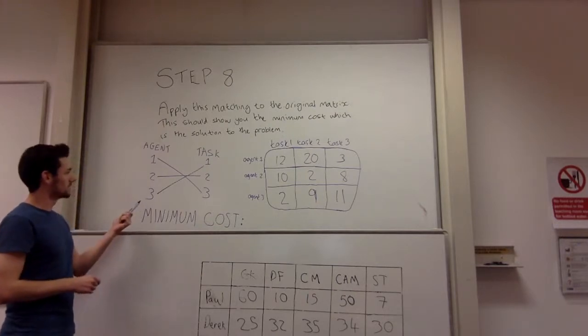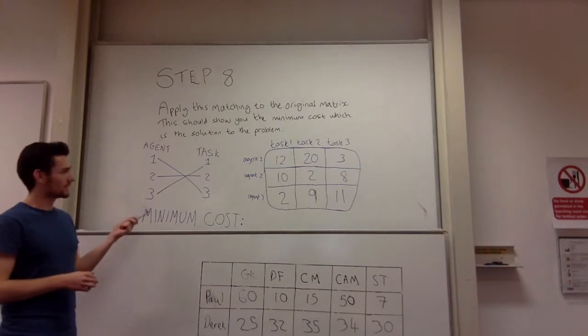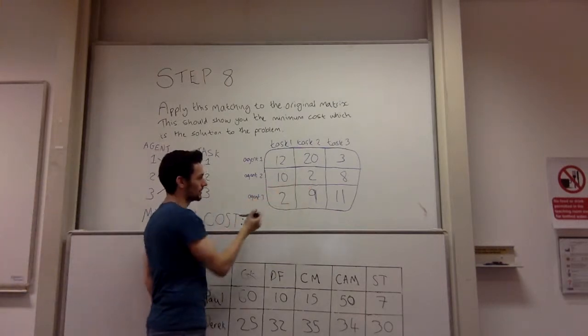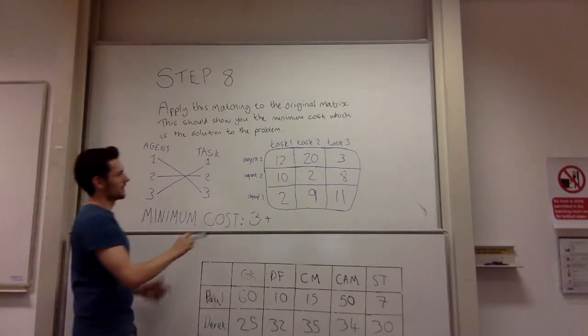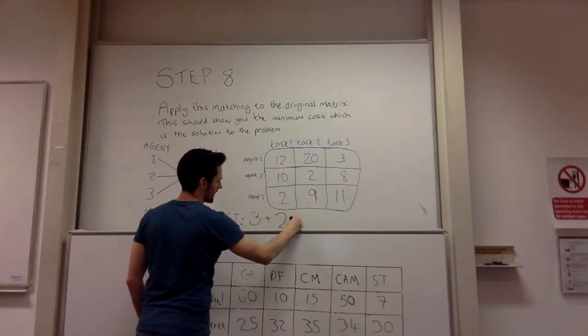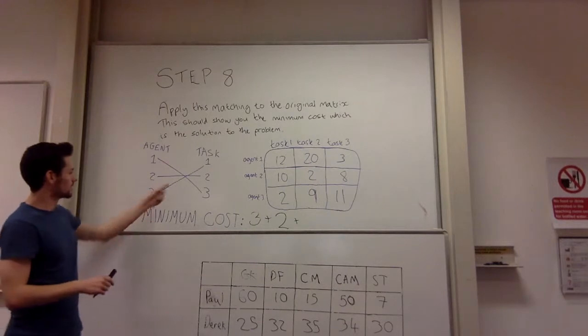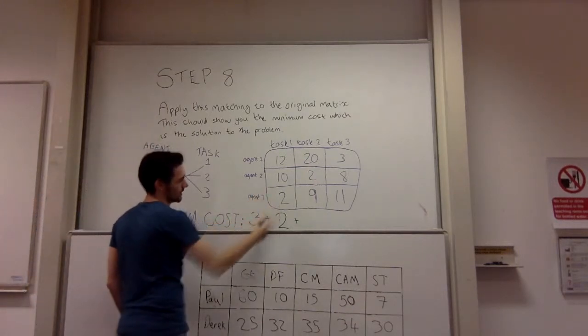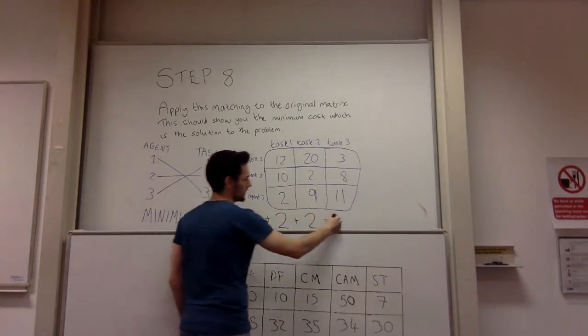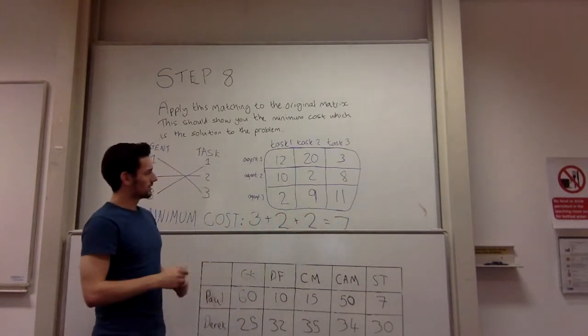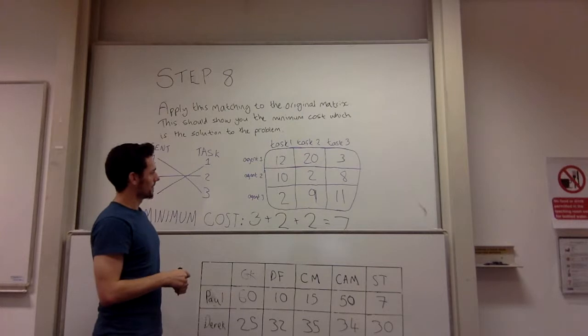So here's our matching that we've just come up with. Agent 1 should take on task 3. Agent 1, task 3, can take the value of 3. Agent 2 should take on task 2. Agent 2, task 2, take the value of 2 and add that on. Agent 3 should take on task 1. Agent 3, task 1, get a value of 2, add that on. So the minimum cost should be 7, 3 plus 2 plus 2. If you look roughly in the grid, that should be the minimum cost.